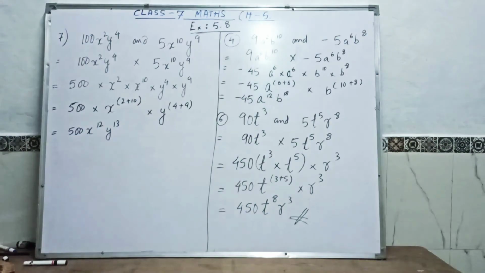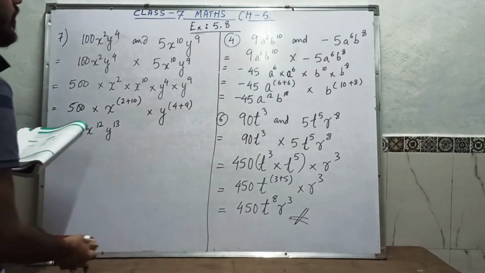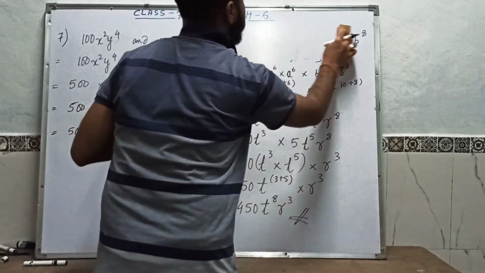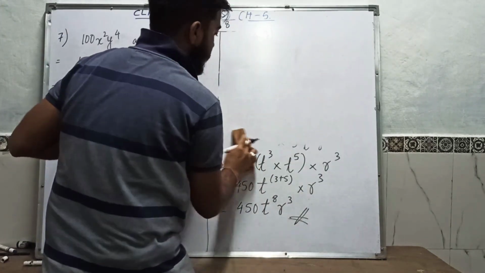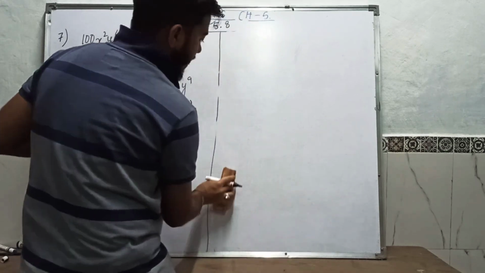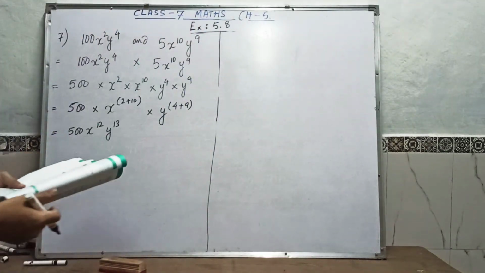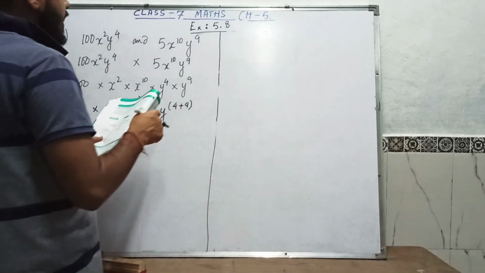Let us try number 8. There was no electricity, so it was a bit dark. Now finally we have electricity, so you can see clearly. Okay, let us see number 8.